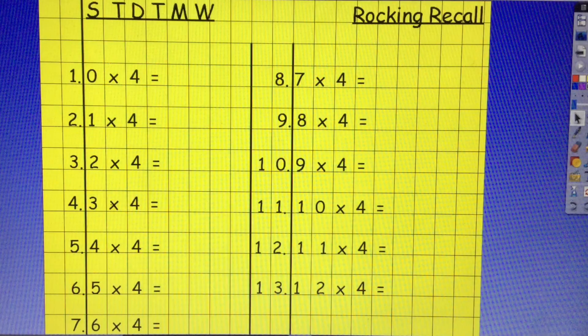Can you complete the multiplication facts for the 4 times table below? Pause the video and give it a go, and remember, if you're struggling because we've only just started learning them, then just add on 4 to the previous calculation.